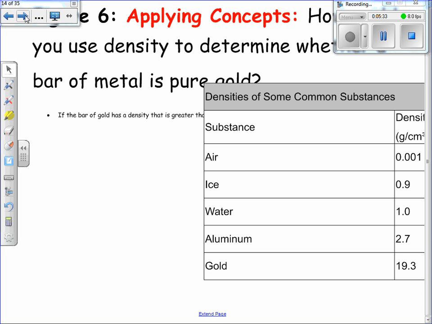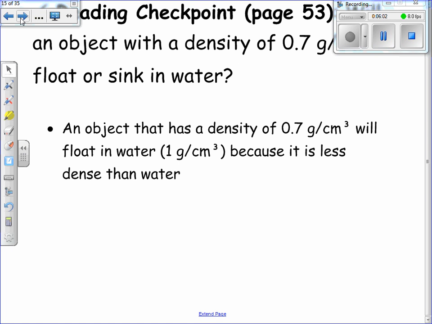So here, how do you use density to determine whether a metal bar is pure gold? Well, here are some densities of some substances. If the bar has a density that is greater than or less than 19.3, it's not going to be pure gold. An object with a density of 0.7 grams per cubic centimeter will float in water because it is less dense than water.